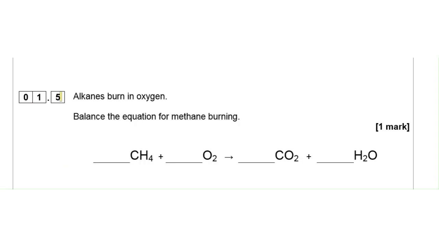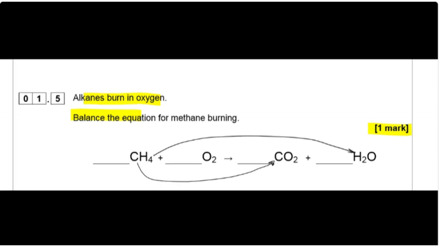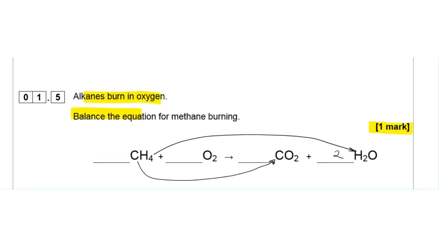1.5. Alkanes burn in oxygen. Balance the equation for methane burning for 1 mark. The first thing we must do is balance the carbons and the hydrogens, and there's a correlation between the carbons and hydrogens in the alkane and the 2 products you always get in this reaction, CO2 and H2O. Let's take hydrogen first. There are 4 hydrogens. If we look at the water molecule, there are 2 hydrogens in water, so we must multiply that by 2. Now the carbons, if you look closely, are already balanced. There's 1 carbon in CH4 and 1 in CO2.